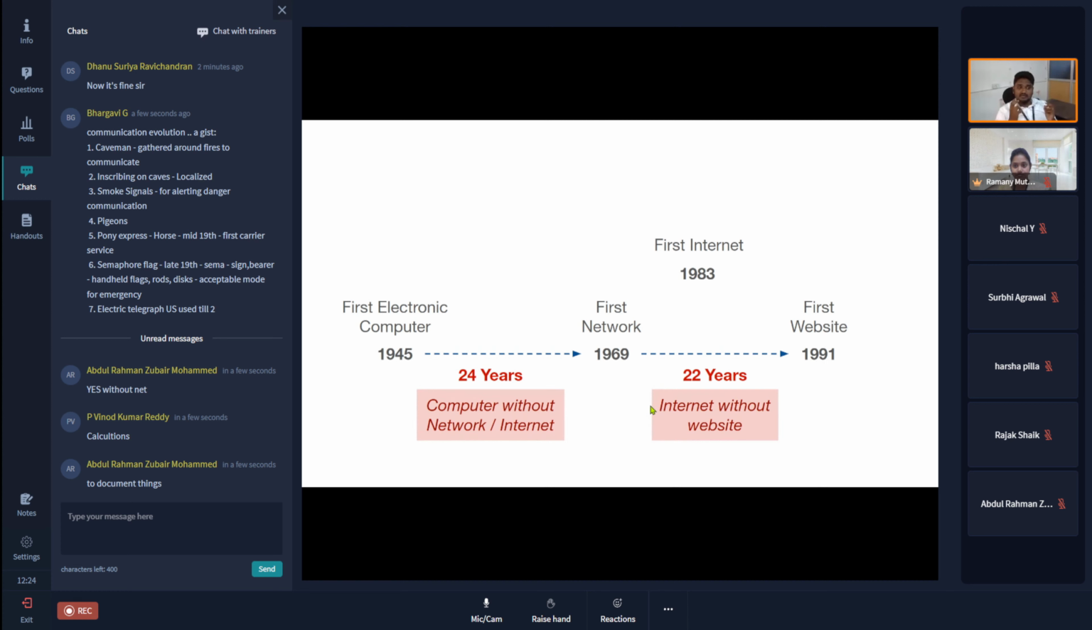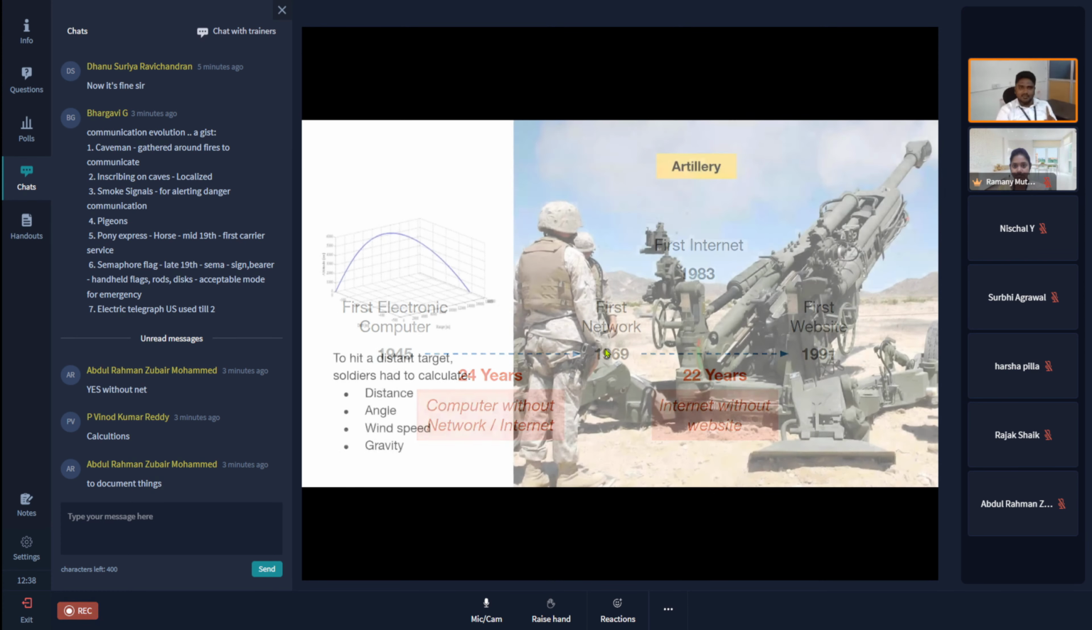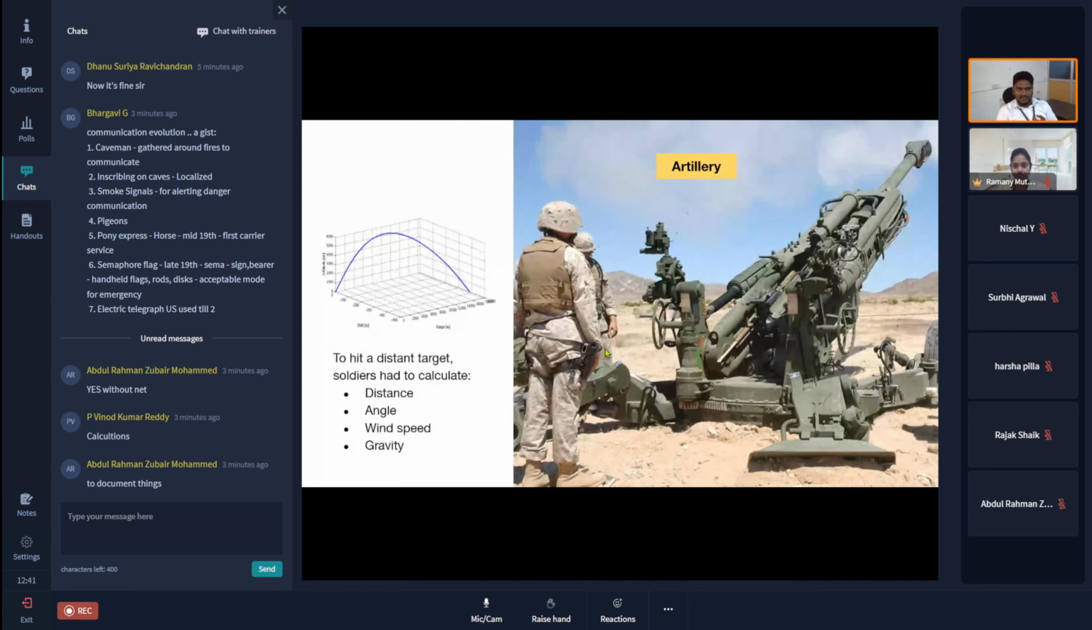Because when they were creating the first network, that is when the first attack happened. Around 1969 was the time the first cyber attack happened. From that point onwards, cybersecurity was born. The first computer was invented for the US military. Why did they invent the first computer?